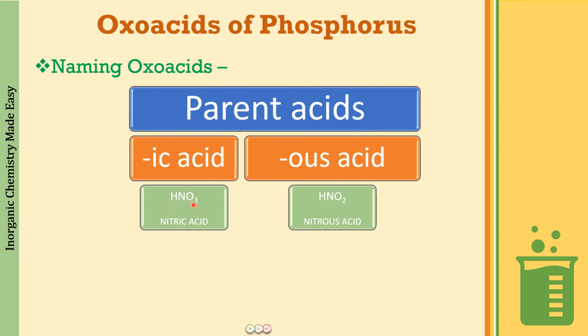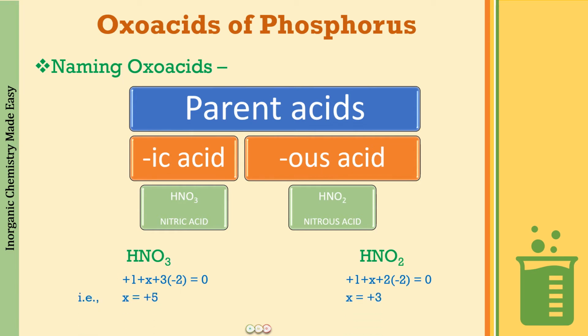Now, why is HNO3 called ic acid and this us acid? Why not the opposite way? For that, what you have to find out is the oxidation state for these elements in the two acids. So in HNO3, when we find the oxidation state of nitrogen, it is +1 for hydrogen, plus X for nitrogen, which we have to find out, and oxygen has the oxidation state of -2, so 3 into -2 will be -6, plus 1, and it will come up as +5. And on the other hand, for HNO2, the oxidation state of nitrogen is going to come as +3.